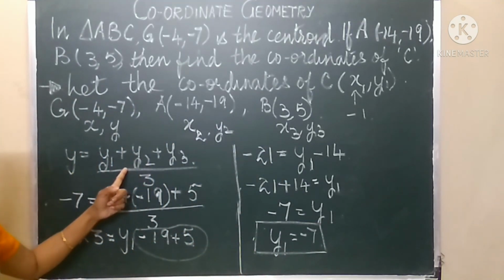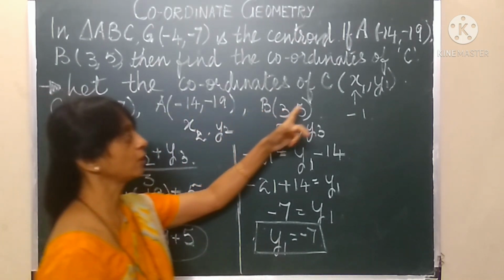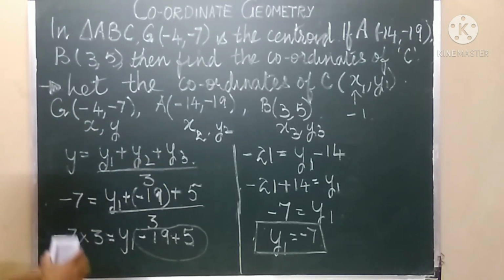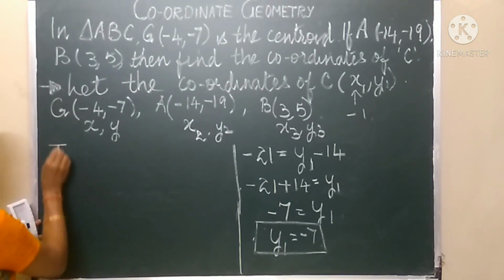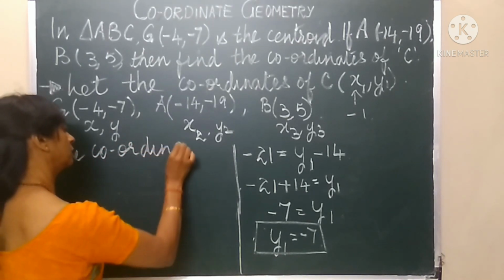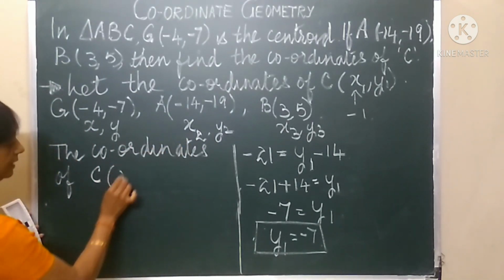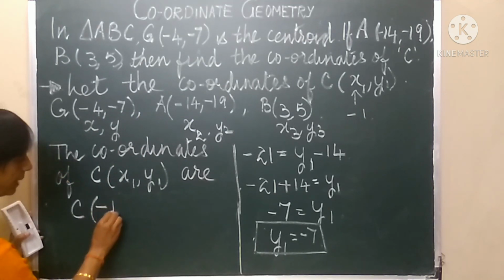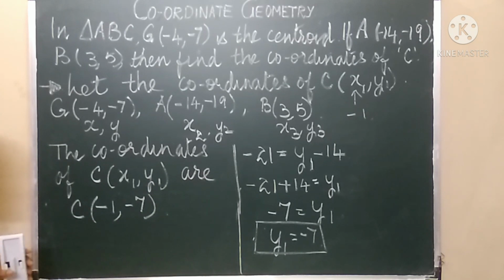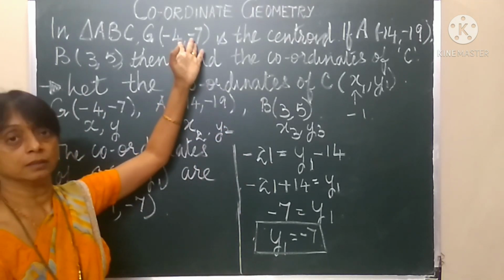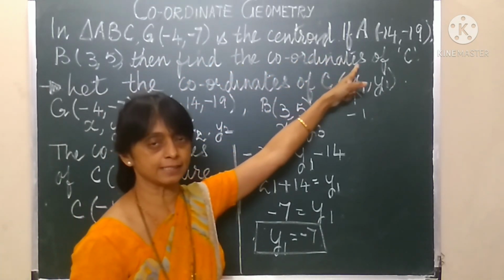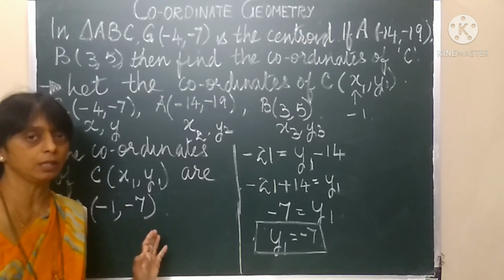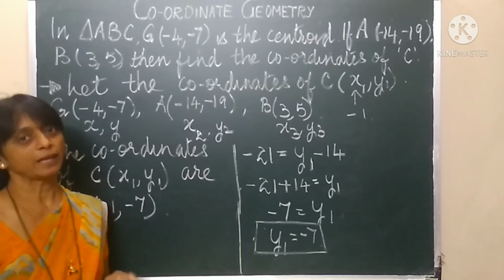So, using the centroid formula, we calculated the coordinates of the vertex of triangle ABC, that is x1 and y1. Therefore, we can conclude that the coordinates of vertex C, that is x1, y1, are C(-1, -7), the x1 coordinate is -1 and the y1 coordinate is -7. So, this is the way we calculate either the coordinates of the centroid or the coordinates of a vertex making up that triangle by using the centroid formula. That is, once again I repeat, x is equal to x1 plus x2 plus x3 upon 3, and y is equal to y1 plus y2 plus y3 upon 3.